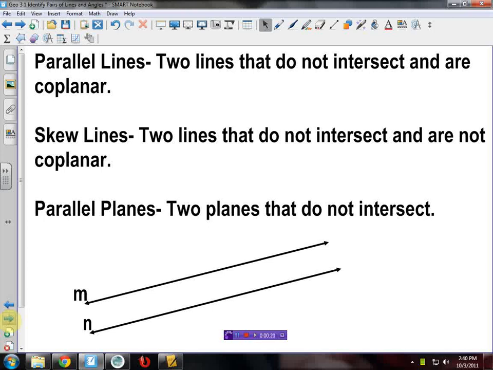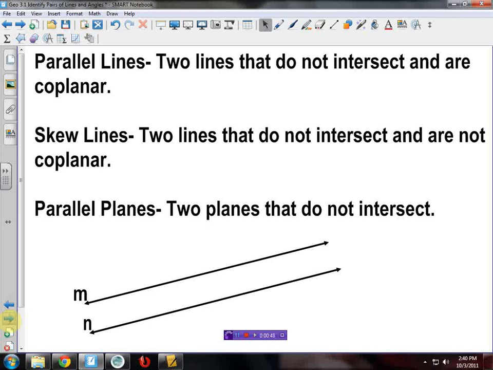First one that most of us should know is parallel lines, okay? The official way we're going to define this is two lines that do not intersect and are coplanar. Before we've always said two lines that don't intersect, you know, they go on forever and ever and never touch. But that's not the exact definition of it. I know it's exactly what we think of when we hear that, but it's not the exact definition. So two lines that do not intersect and are coplanar.